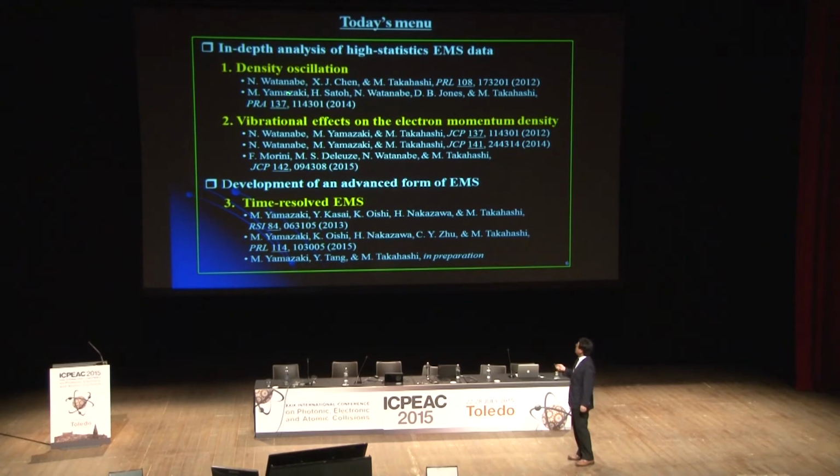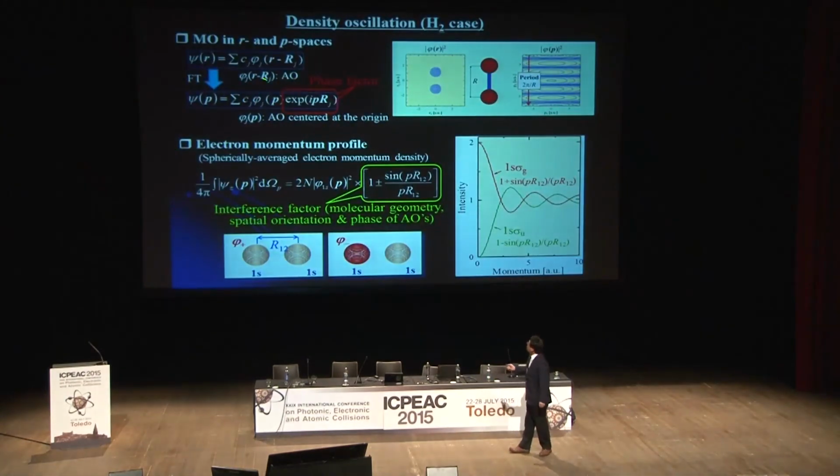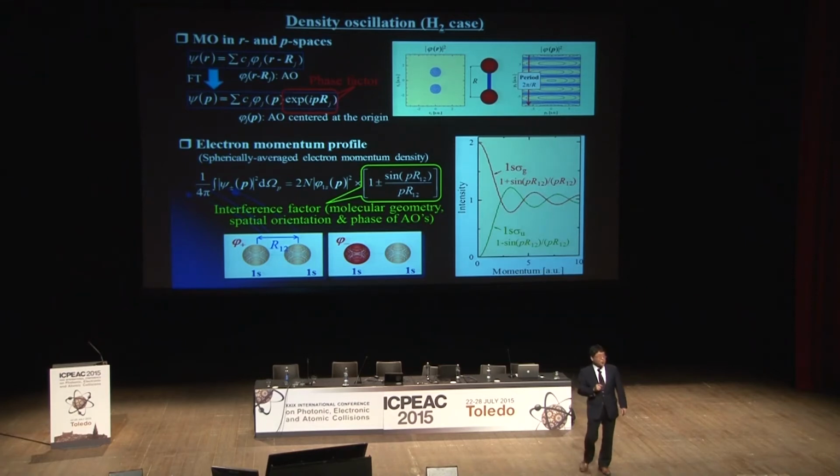Let me begin with the topic of density oscillation. Density oscillation is a phenomenon particular to momentum space wave functions. For instance, in the case of the hydrogen molecule, the wave function can be represented by a linear combination of atomic orbitals. And we see in momentum space the information about the equilibrium nuclear position is present only in phase factors that are introduced by a Dirac-Fourier transform.